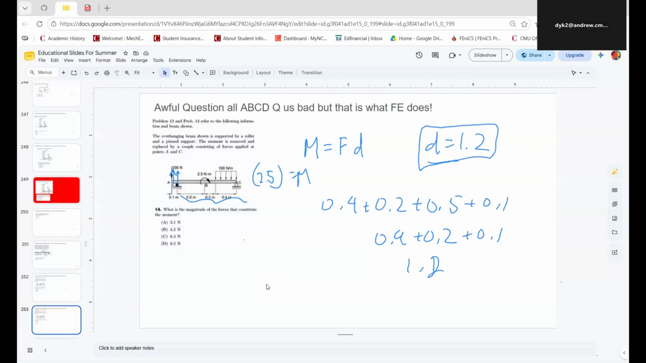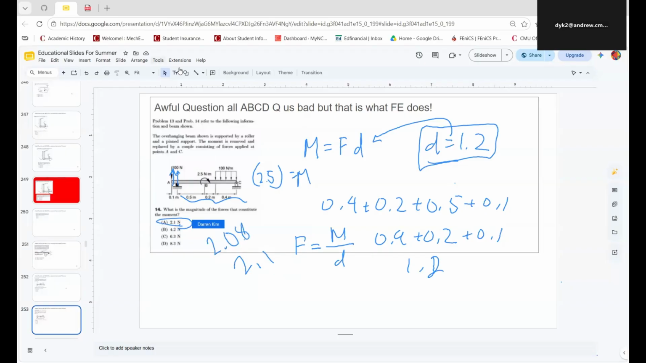With that said, we have the moment. So we have F equal M over d basically. With the calculator, you can figure out that the moment is 2.5 divided by 1.2, which is 2.08, which is 2.1, which is A. Okay, this was an awkward question.